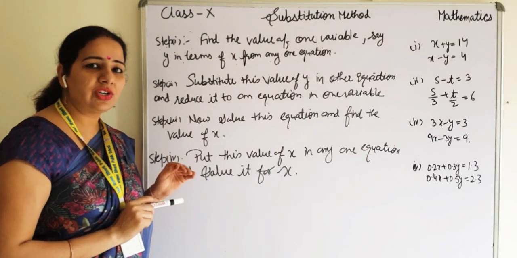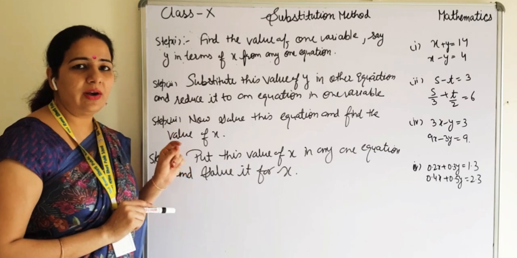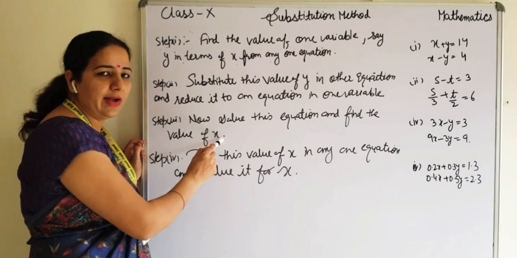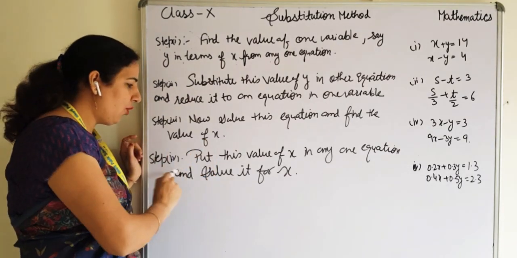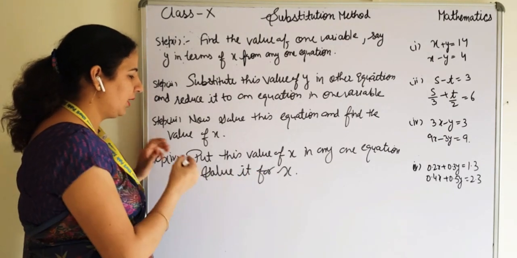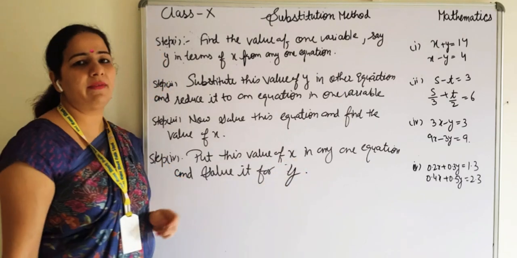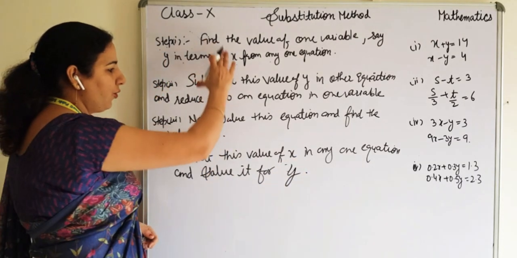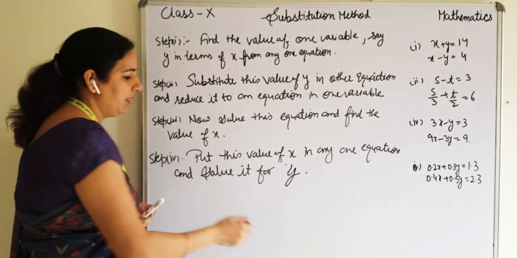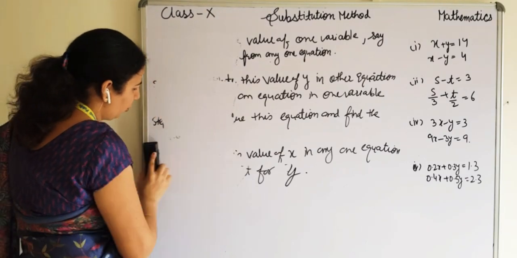Now the second equation will be reduced to one variable, and it will be a linear equation in one variable. So we will solve that equation and find the value of x. Now the value of x we will put in any one equation and we can calculate the value of y. So I will explain these four steps by solving questions. Let me take the first question. How will we solve it?